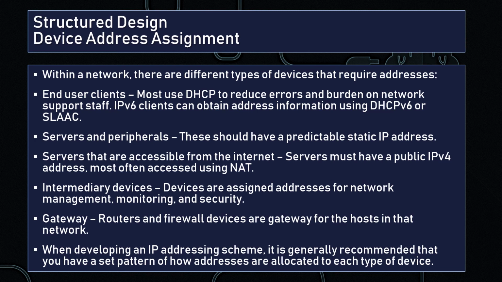When you're developing your scheme, it's generally recommended that you have a set pattern of how addresses are allocated. So generally what I recommend is to sit down, write out all of your hosts and all of your different segmentation pieces, and then just spitball for a bit and see how it all fits together. You want to do that all on paper, because when you start trying to assign them to devices, it's really hard to go back and correct without creating a lot of confusion.